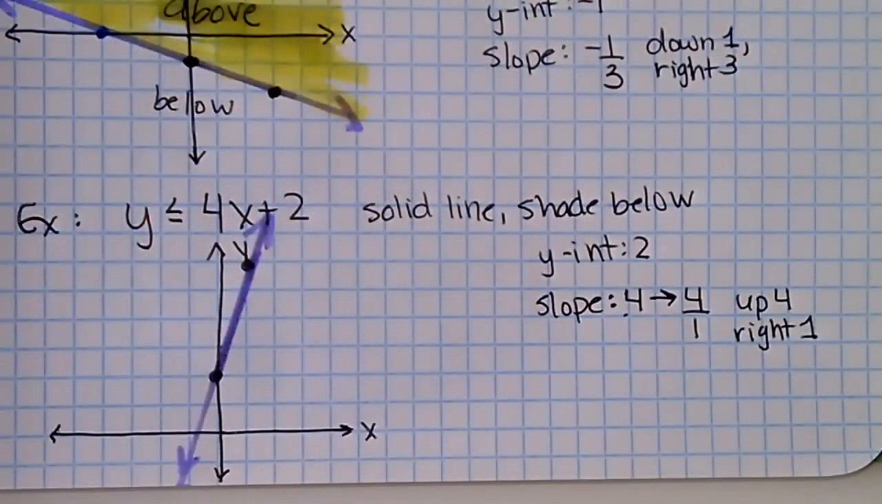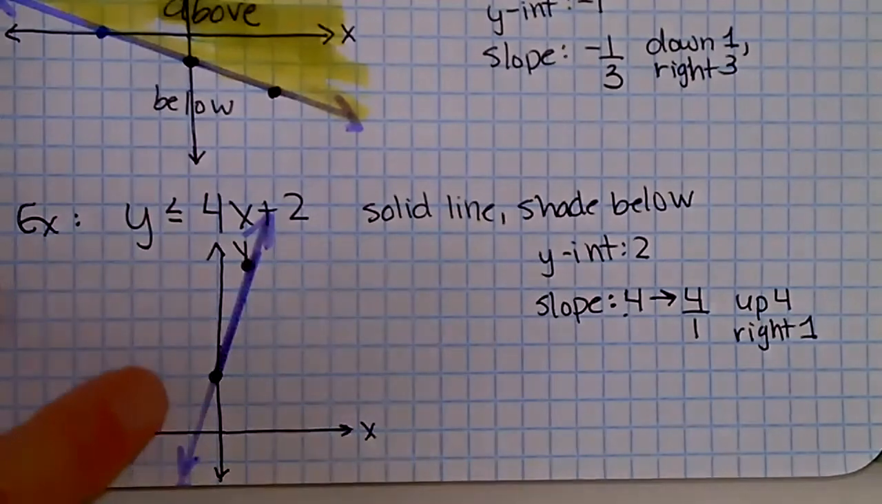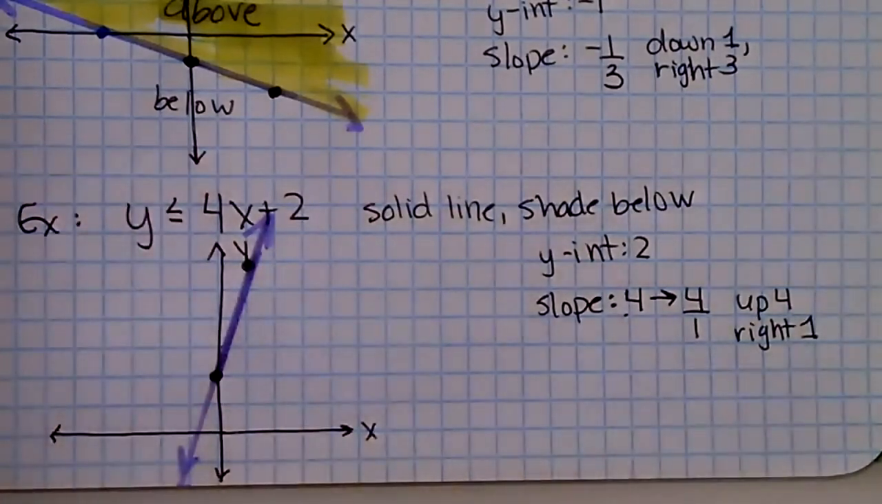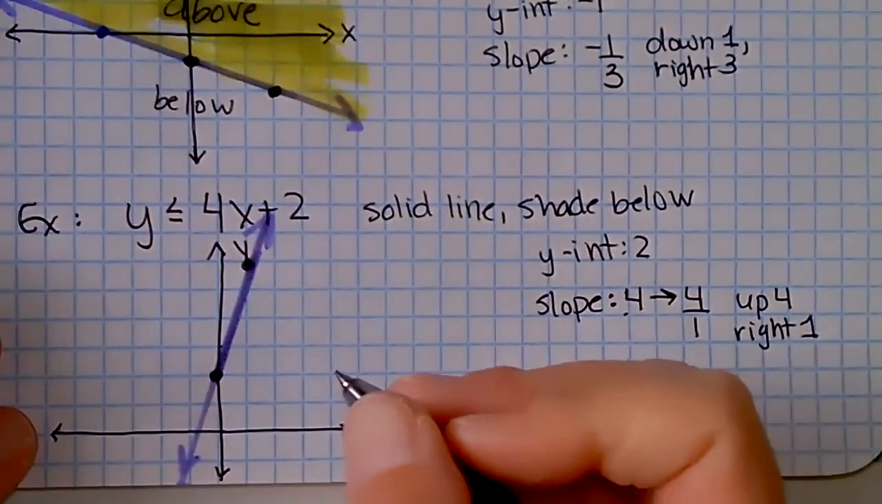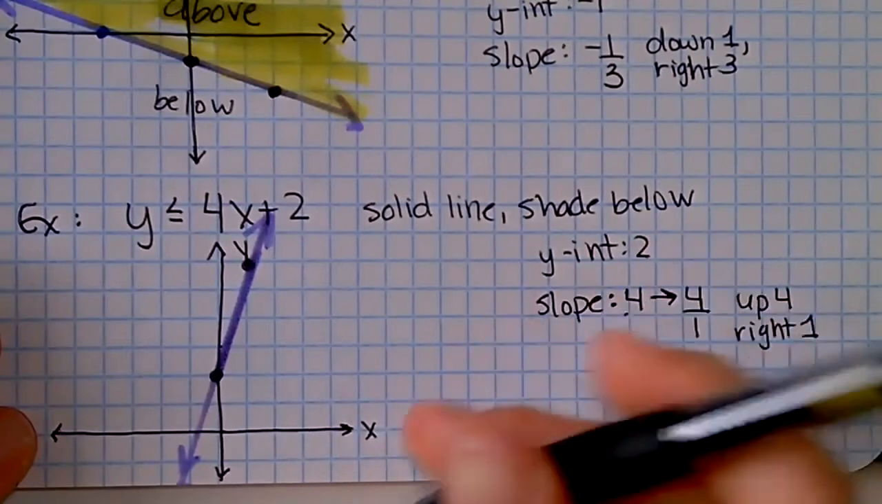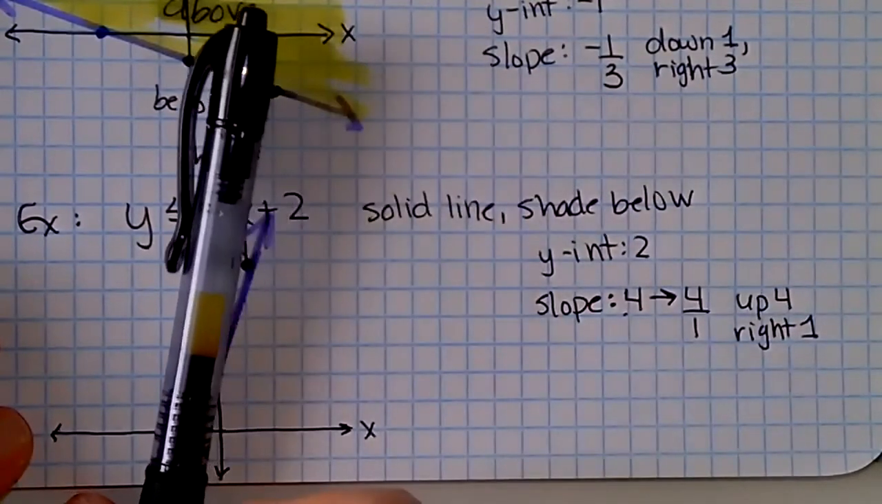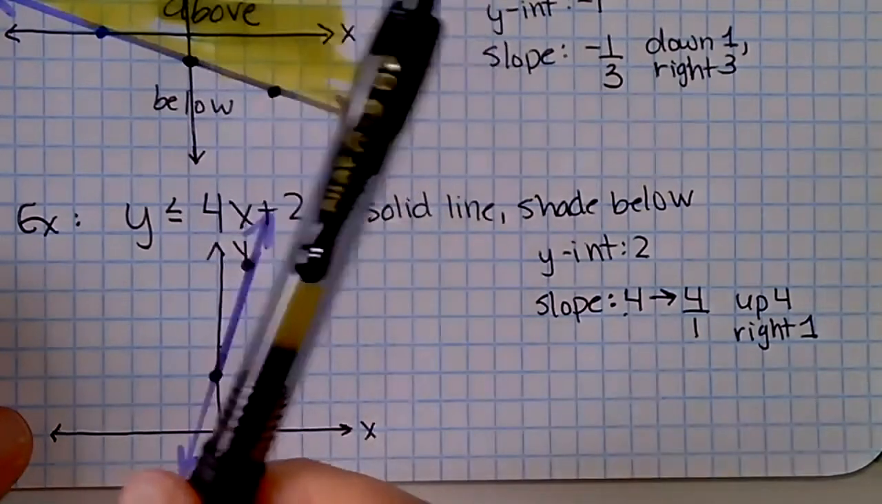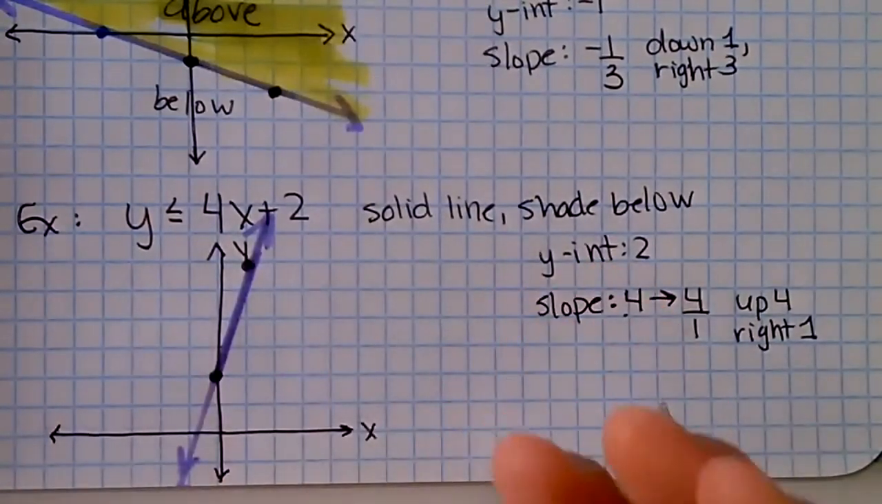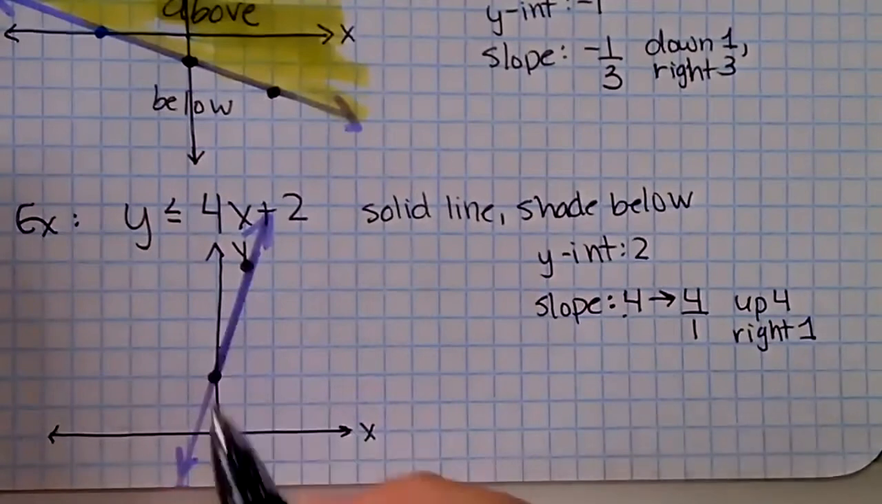So there's my solid line. Again, everything on this line is going to make it equal, which is part of my solution. Now I need to decide if I want to shade above or below. Sometimes as your line gets a little steeper, it's hard to think about above or below. Sometimes people are thinking more right or left, but you still want to think above or below.